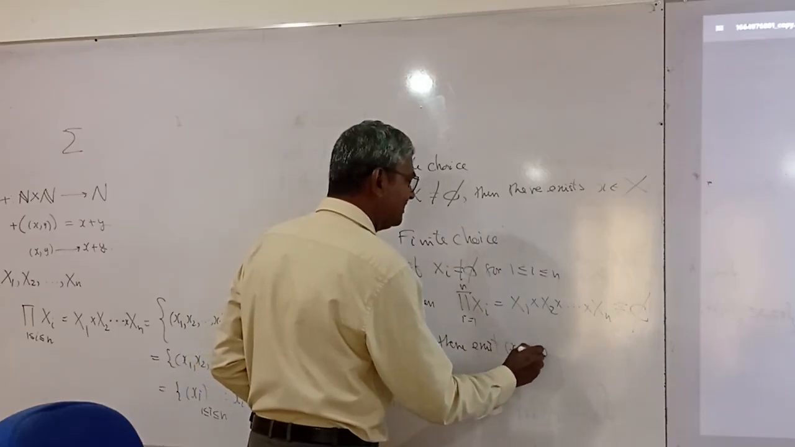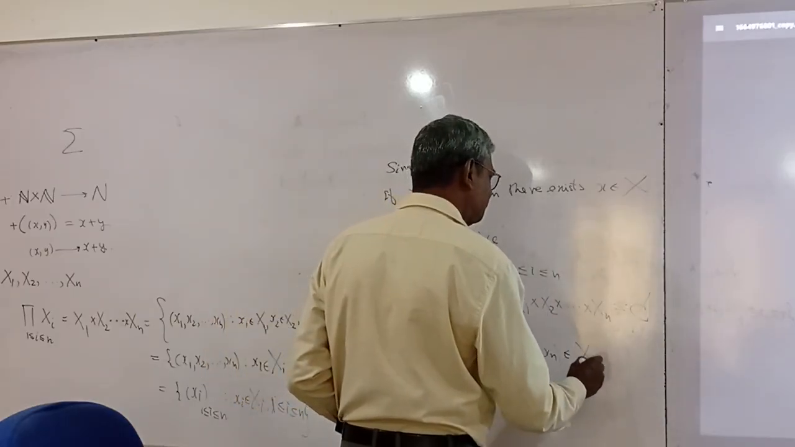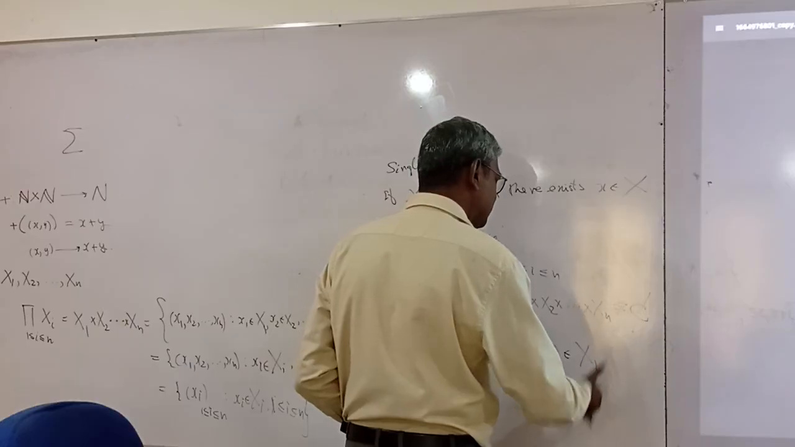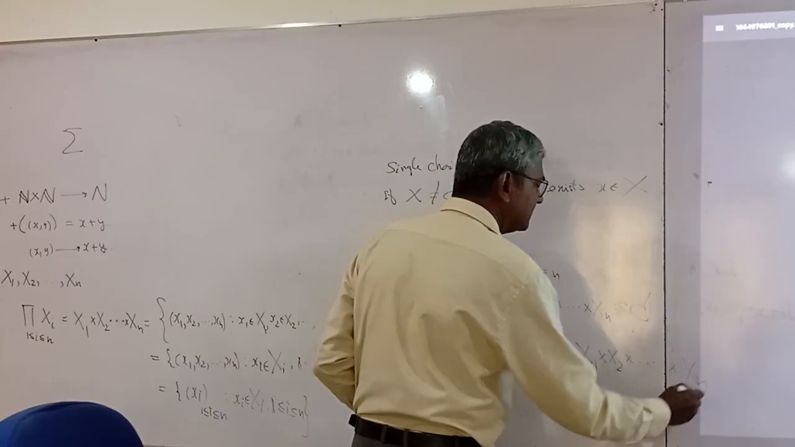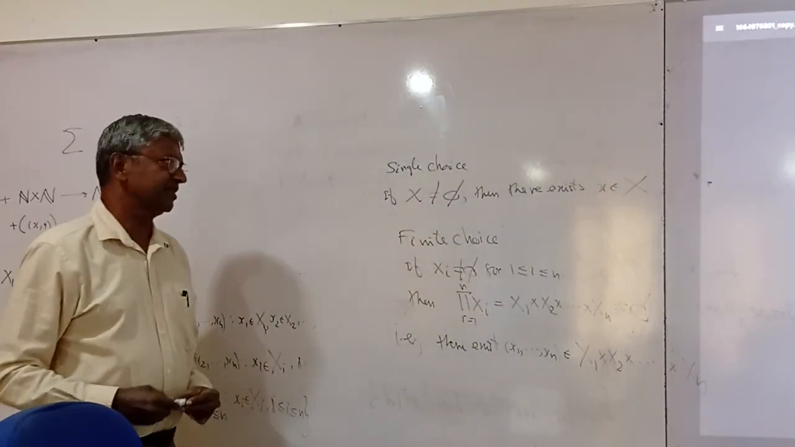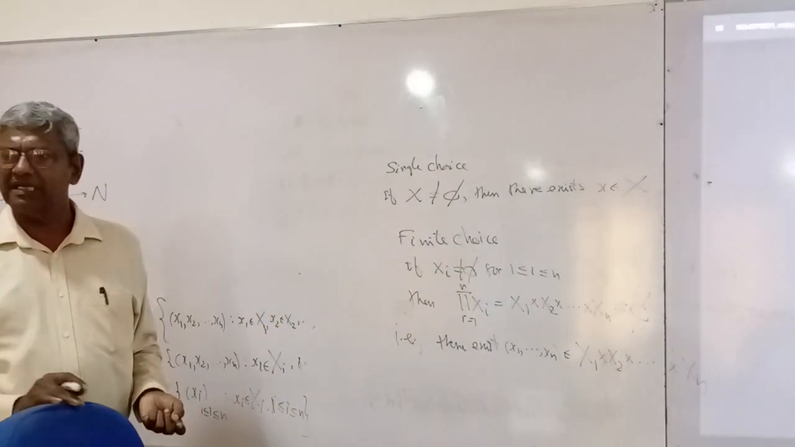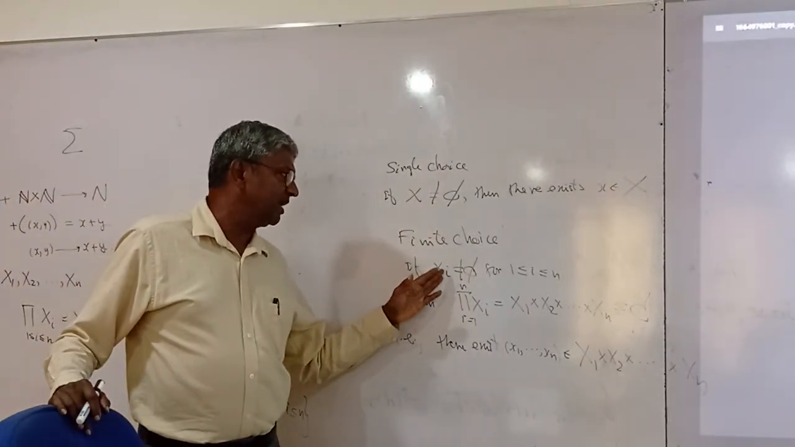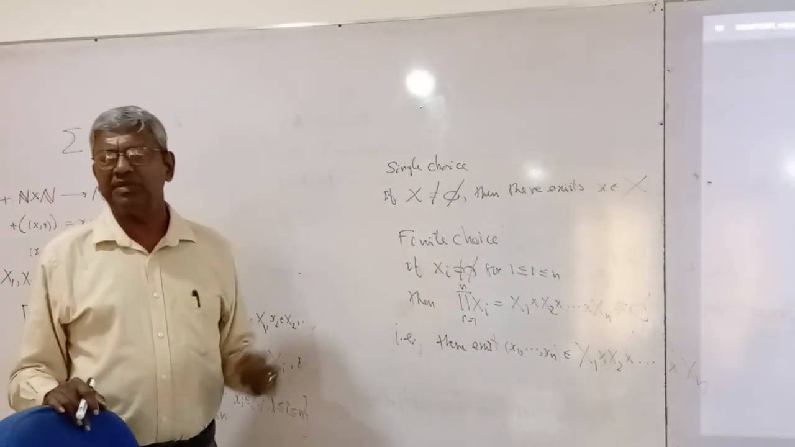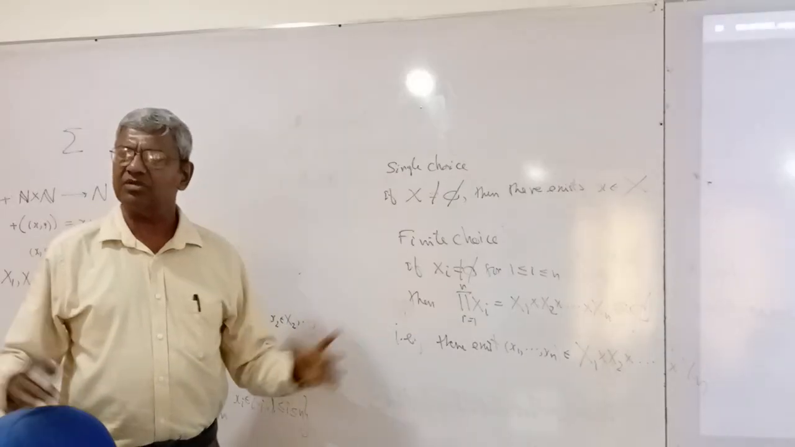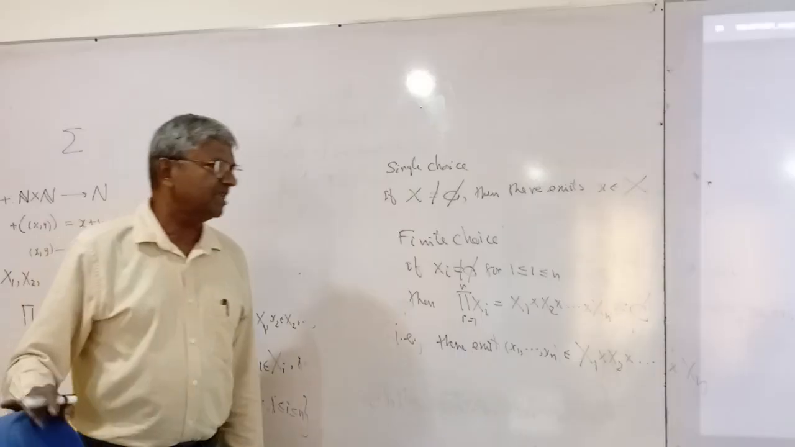maybe I will do it next day, I guess I'm rushing. x1 up to xn belongs to X1 cross X2 cross and so on. That's what finite choice means. Single choice: if x is non-empty, you can choose one element from there. Finite choice is when you have n non-empty sets, you can choose an element from X1 cross X2 cross and so on. That is called finite choice. Let's do it next day.